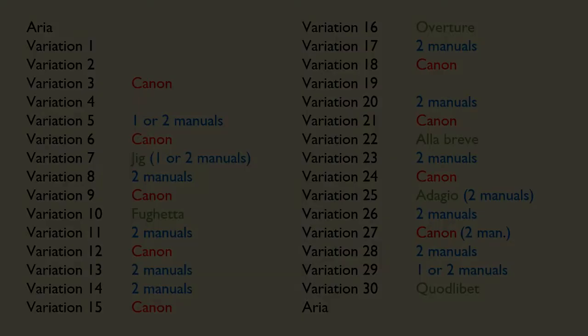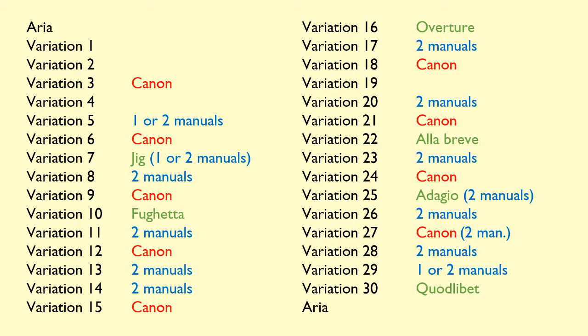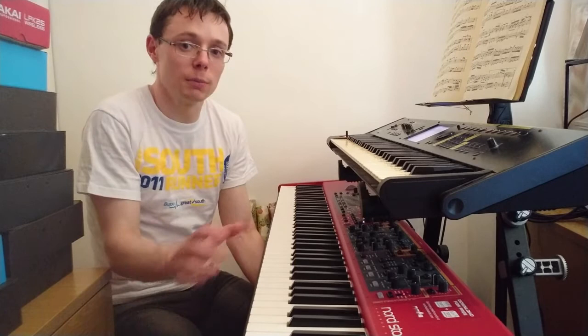I'm going to talk now about one of the main structural features of the Goldberg Variations, and that is that every third variation, Bach writes a canon. A canon is the same as a round, really. It's where you've got one tune, a single tune, that works in imitation with itself while the original statement of the tune is still going.